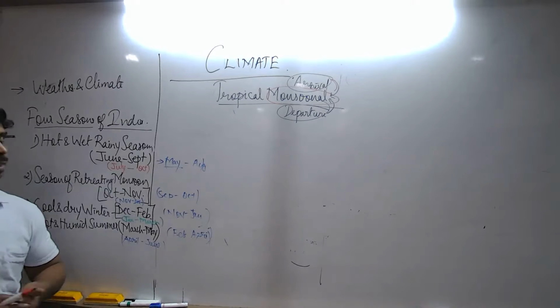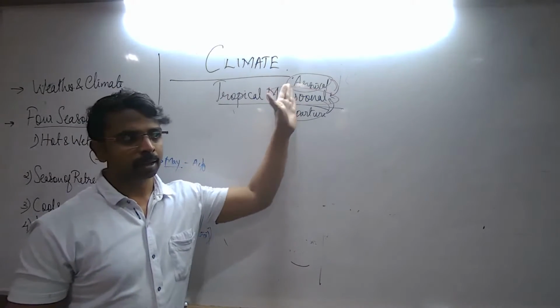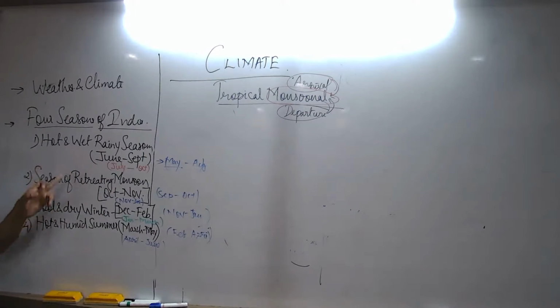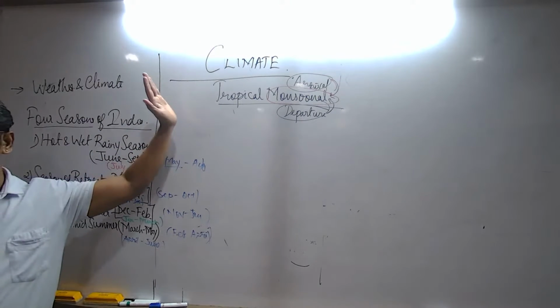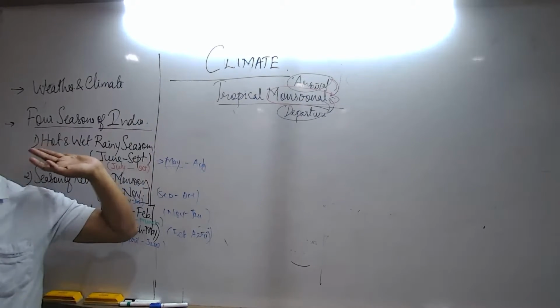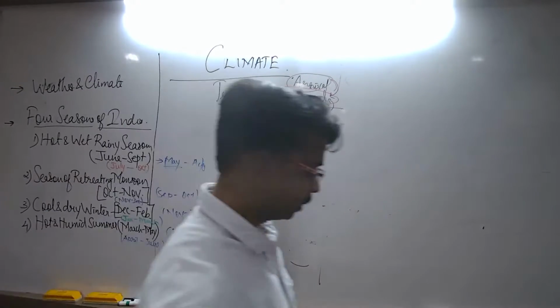So we have to simply understand it is the arrival and departure of the monsoon which determines the setting up of which climate, other climate in India or other seasons in India. That is why it is best referred to as tropical monsoonal climate in India. Got it? So let us write these few lines in your notebook.